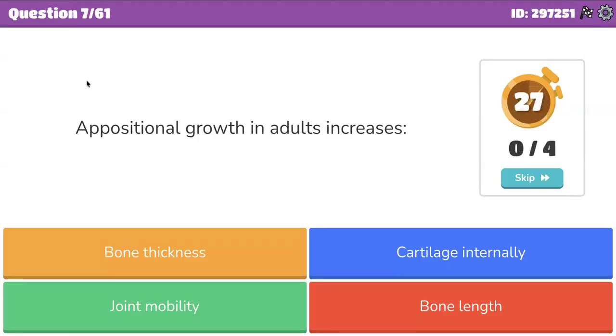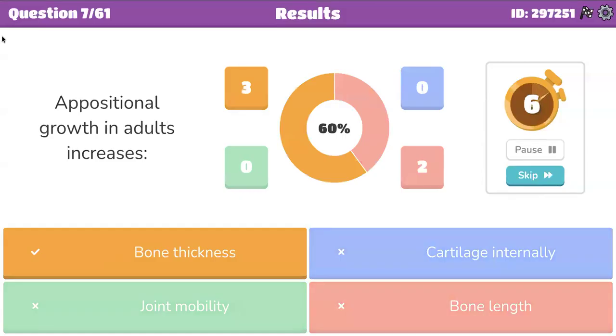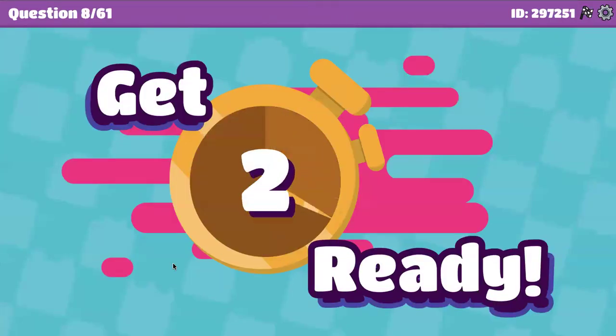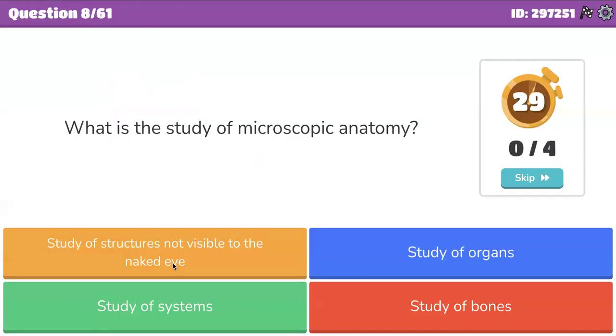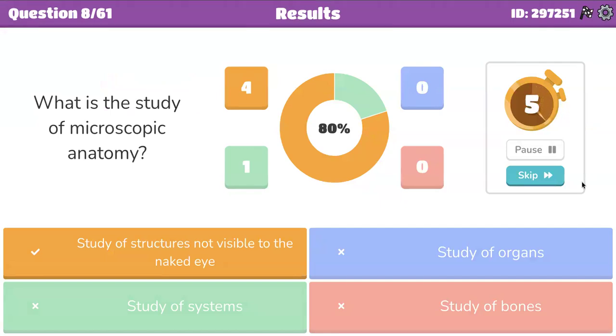Appositional growth in adults increases what? This is also related to the question similar to before. Your bone thickness. What is the study of microscopic anatomy? I also learned this is called histology. The study of structures not visible to the naked eye.